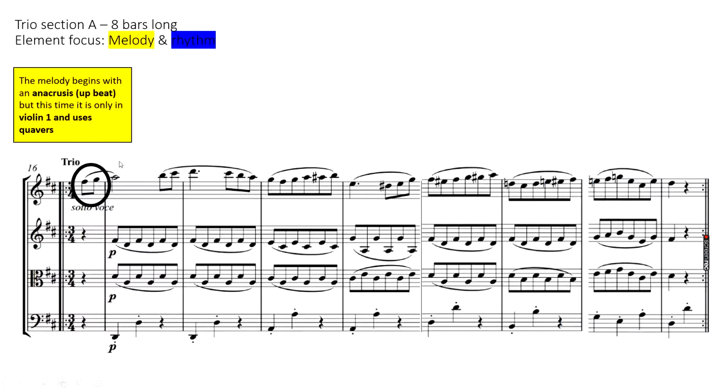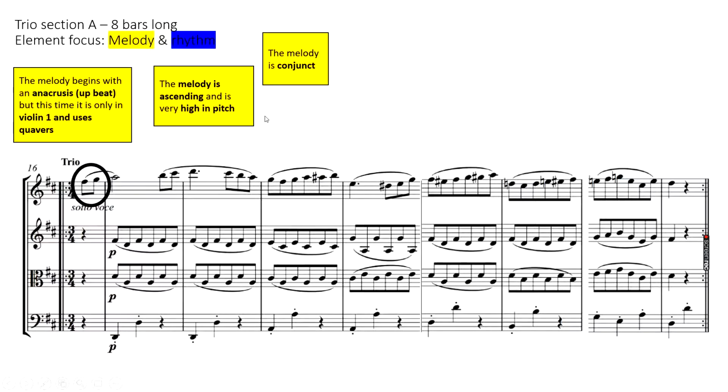Remember, we worked out that it's melody and accompaniment texture, and violin 1 is the only instrument playing the melody. So that is really significant, that is the only instrument playing the anacrusis. The melody is ascending and very high in pitch, and is also conjunct.